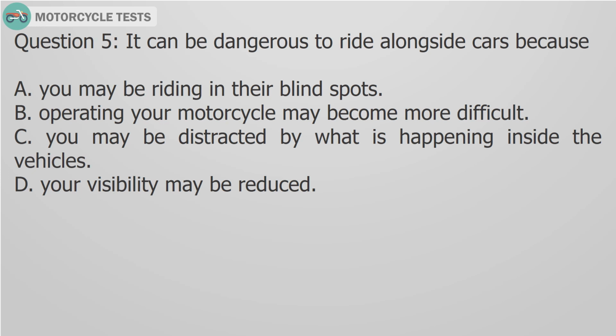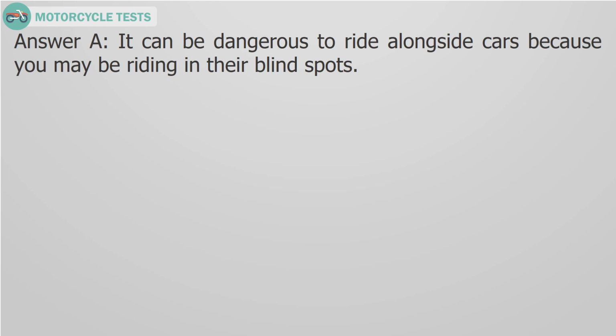Question 5. It can be dangerous to ride alongside cars because A. You may be riding in their blind spots. B. Operating your motorcycle may become more difficult. C. You may be distracted by what is happening inside the vehicles. D. Your visibility may be reduced. Answer A. It can be dangerous to ride alongside cars because you may be riding in their blind spots.